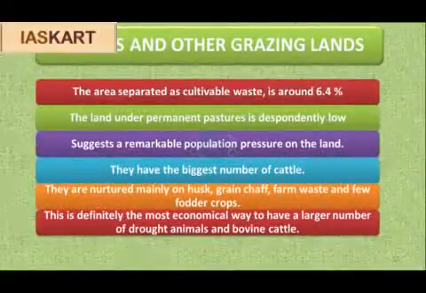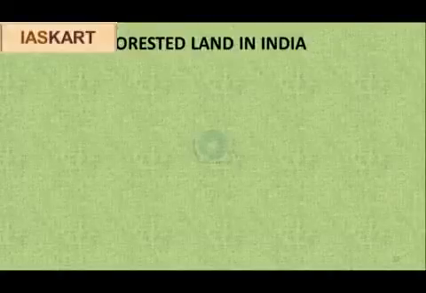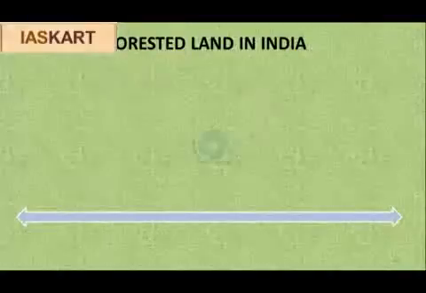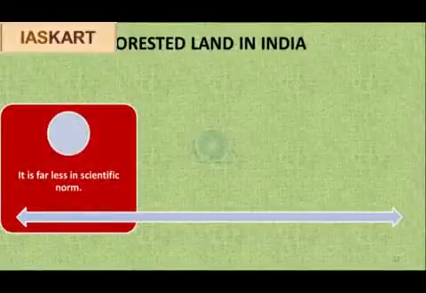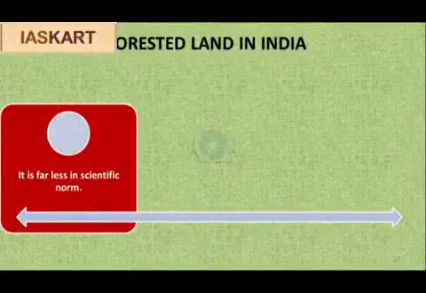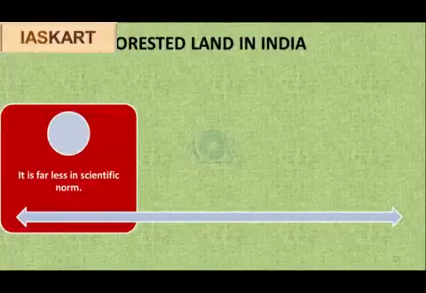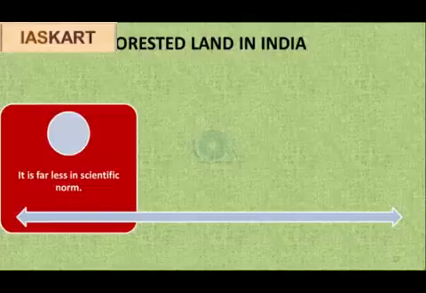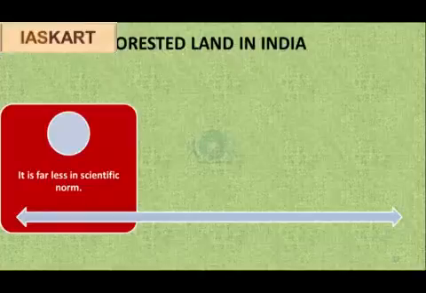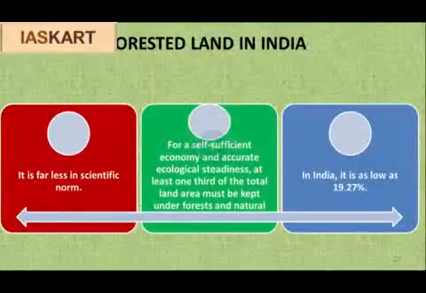Areas that have been classed under forest are also used for cattle grazing. Forested land in India is far less than the scientific norm. For a self-sufficient economy and fairly accurate ecological steadiness or balance, at least 1/3 of the total land area must be kept under forest and natural vegetation. But in India, it is as low as 19.27%.